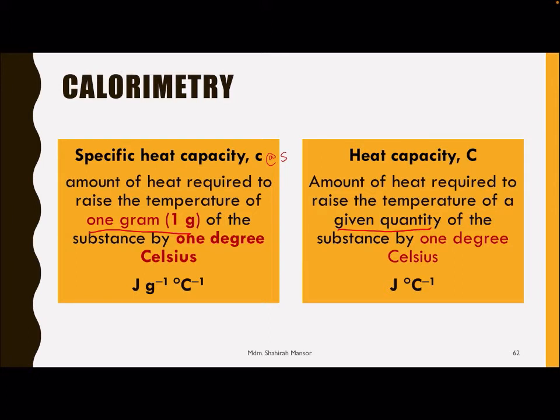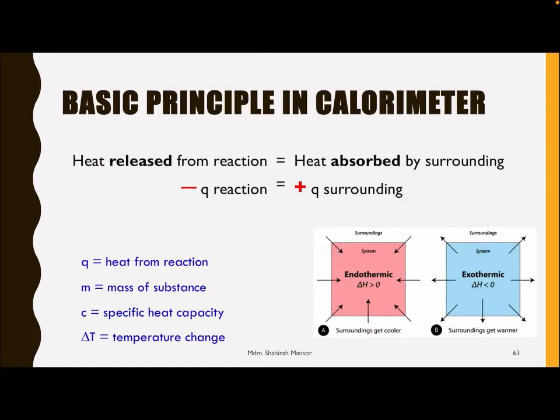So specific heat capacity has something to do with mass, with 1 gram. For heat capacity, we just measure for the given quantity of the reaction. According to the basic principle in calorimetry, the heat released from the reaction equals the heat absorbed by the surroundings. So in order to know how much energy is released from the reaction, we can get it from the information we obtain from the surroundings.